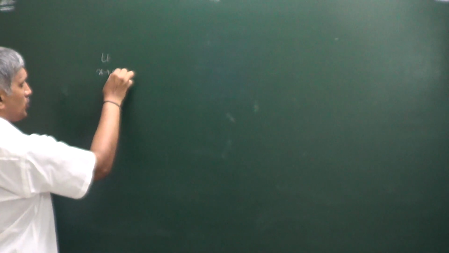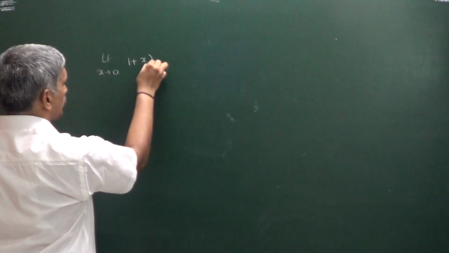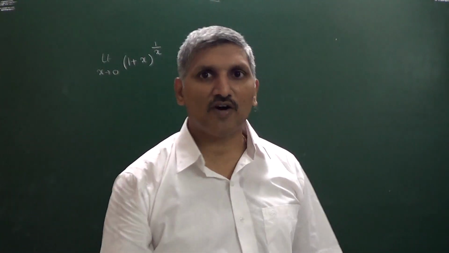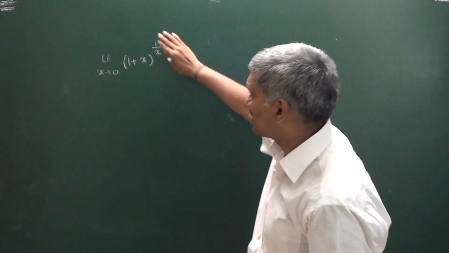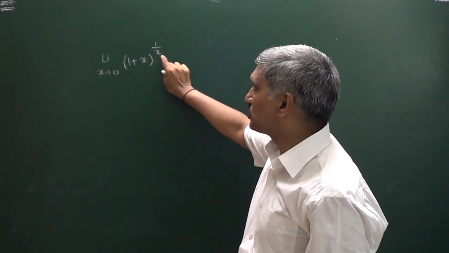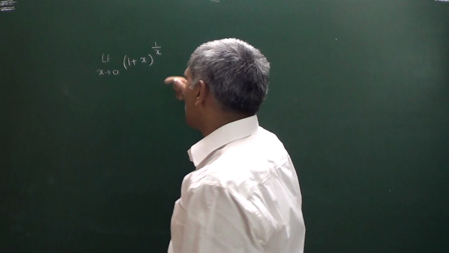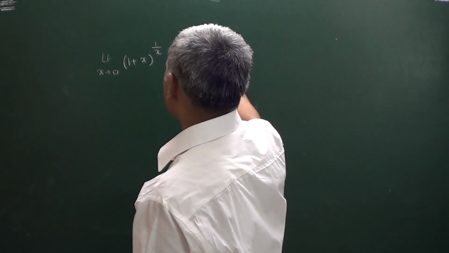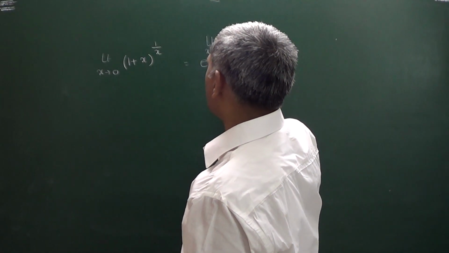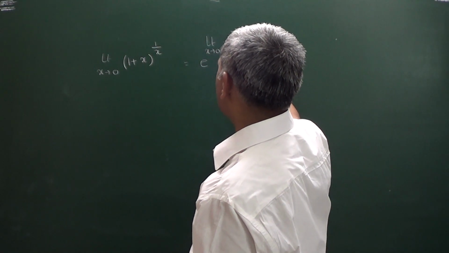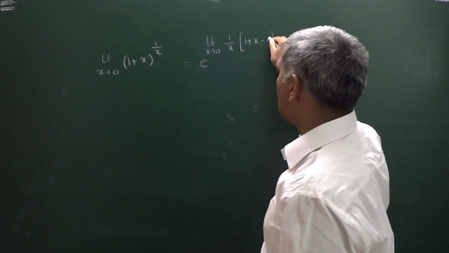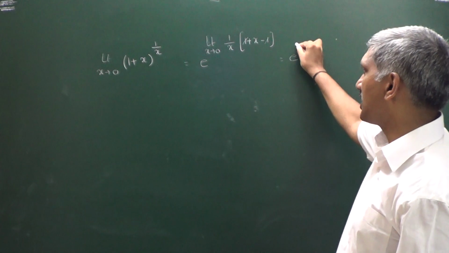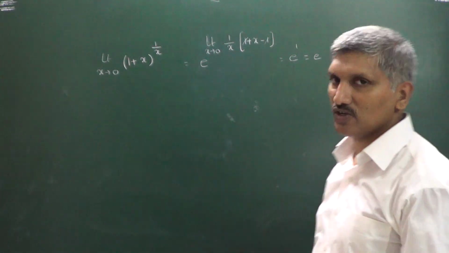Limit x tends to 0, 1 plus x whole to the power of 1 by x. Check, are we getting the form 1 power infinity or not? Yes, this value is 1 and this value is tending to infinity. So what we can write here, this can be written as e power limit x tends to 0, power into base minus 1. So minus 1 plus 1 cancel, x also cancels. We are getting e to the power of 1, that is equal to e.